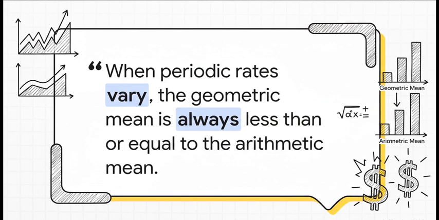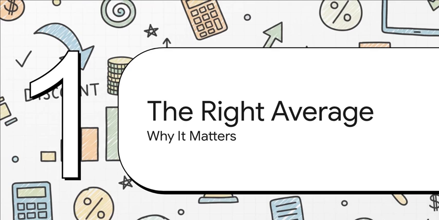So why are we digging into this so much? Well, because choosing the wrong average can give you a dangerously wrong idea about performance. It can make a really volatile investment look way more successful than it actually was, and that could lead you to make some pretty bad decisions with your money.